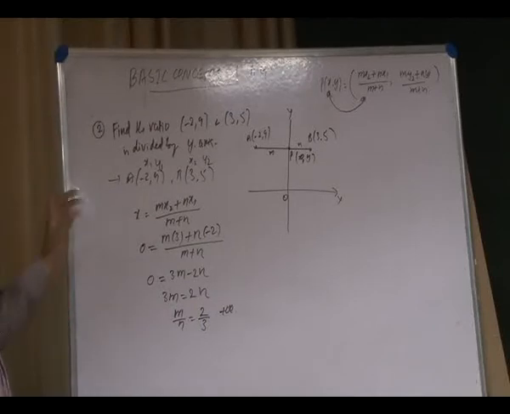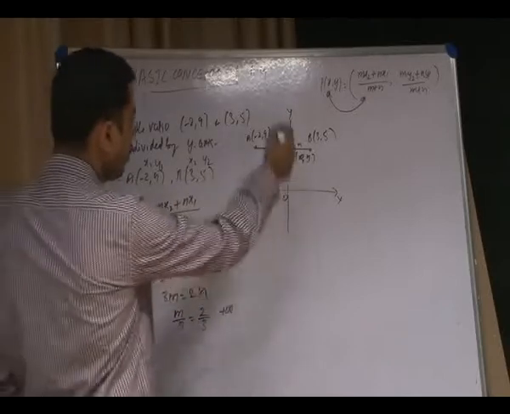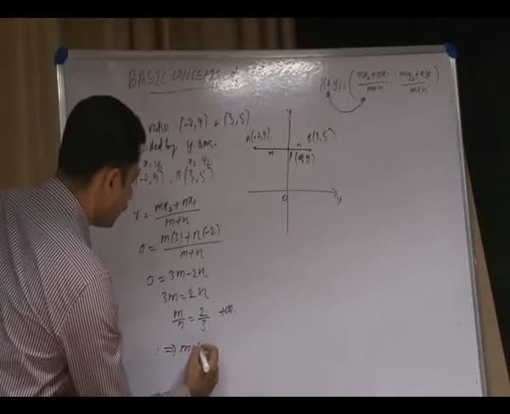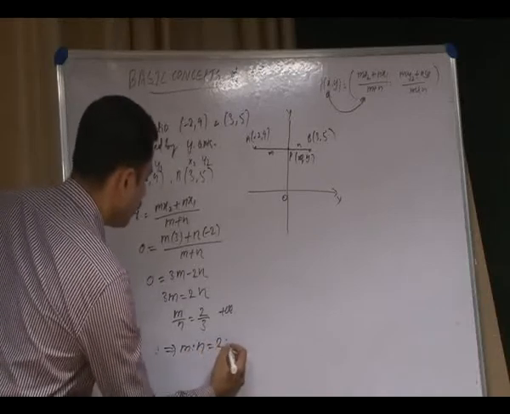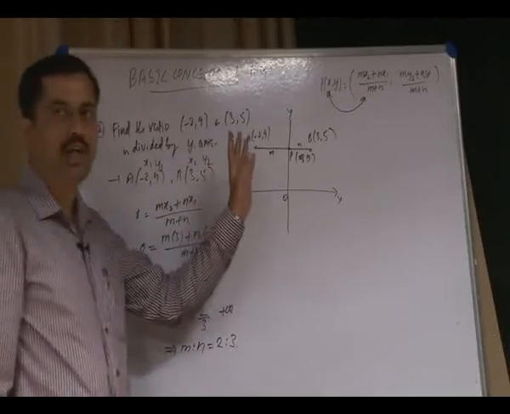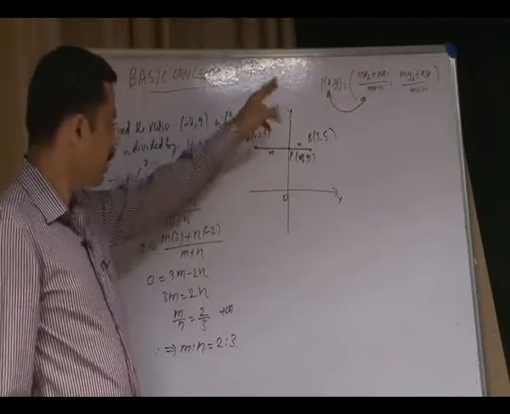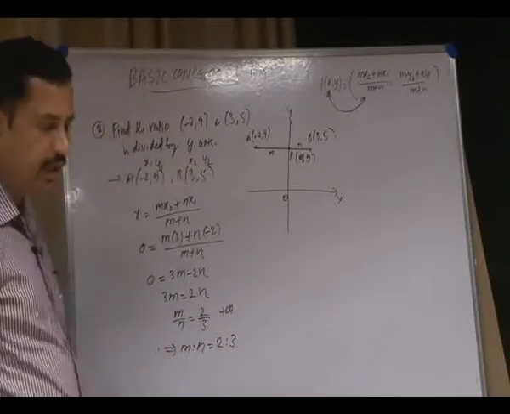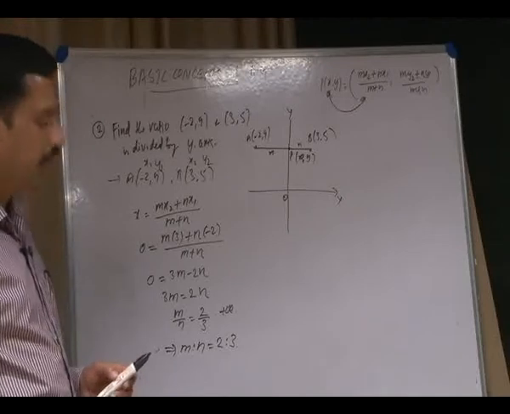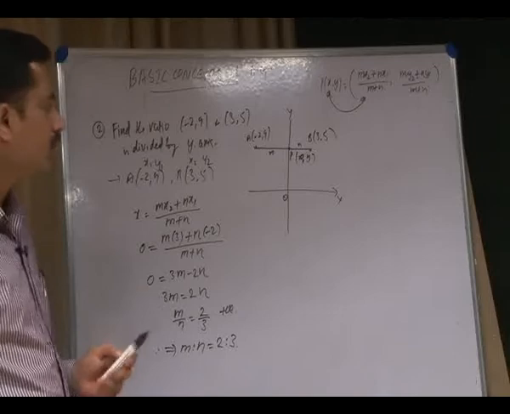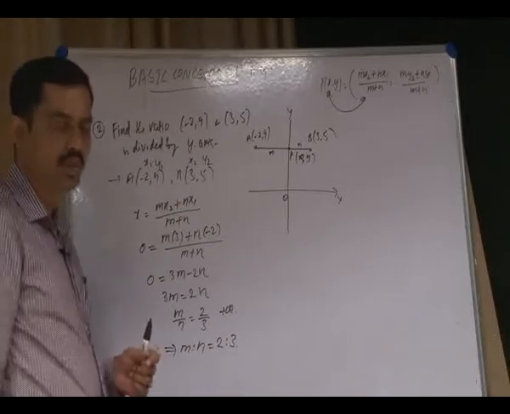So, here the ratio of division, to find the ratio in which the line joining two points is divided by the y axis, means here the ratio of division m is to n is equal to 2 is to 3. Therefore, the line joining two points is divided by the y axis internally in the ratio 2 is to 3. So, like this you can find the ratio of division if the line joining two points is divided by x axis or y axis here by using the section formula.